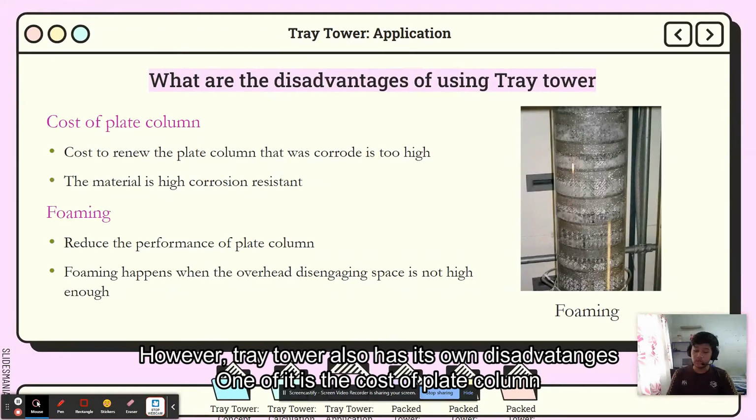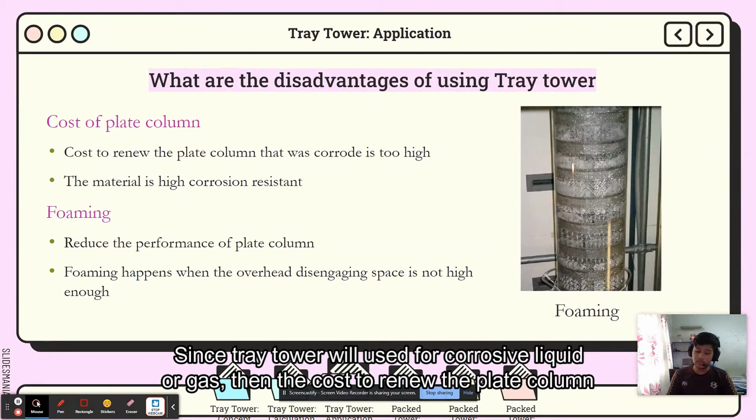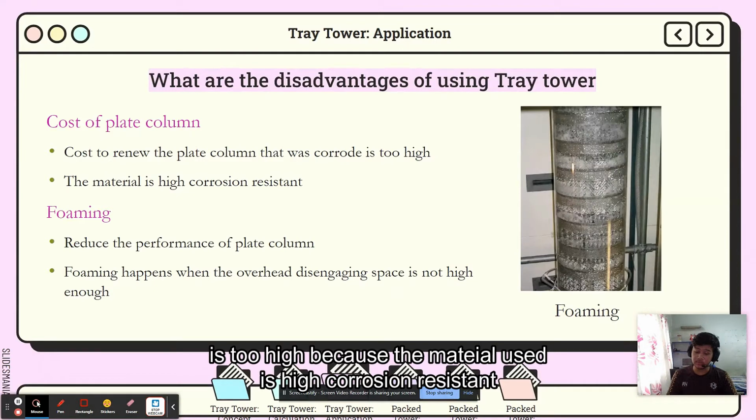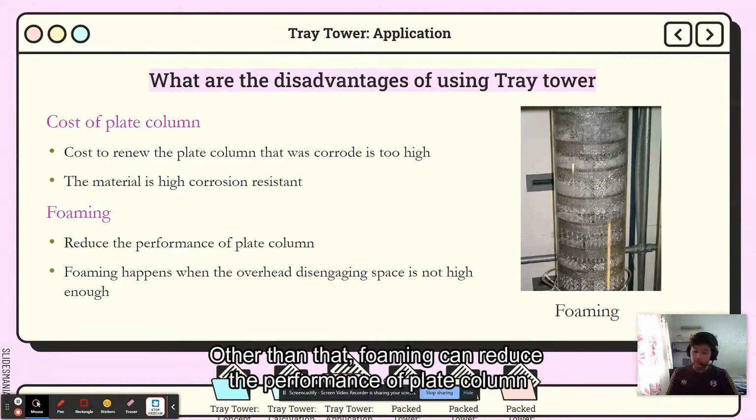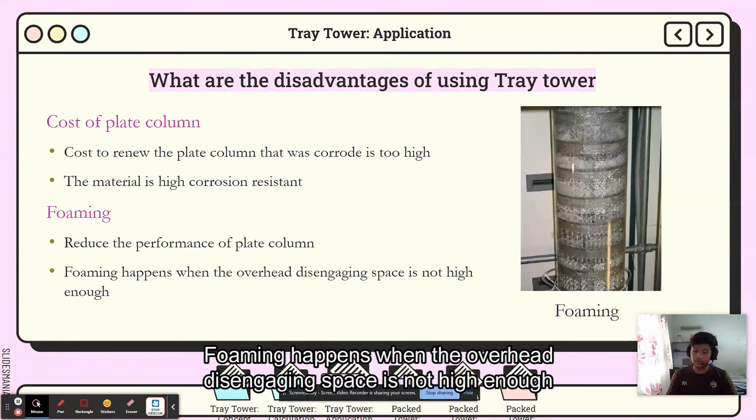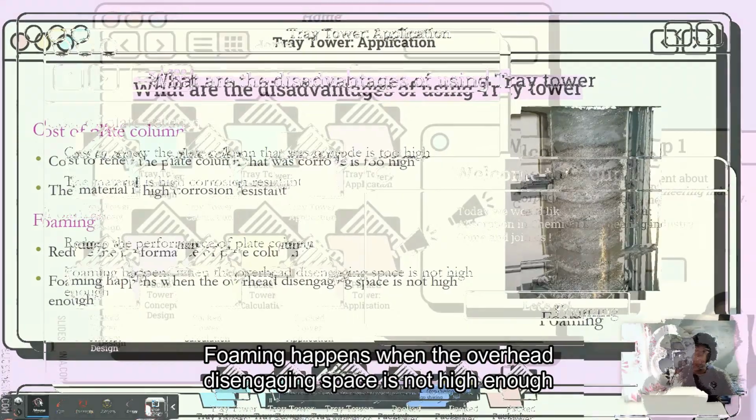However, tray tower also has its own disadvantages. One of them is the cost of the plate column. Since tray towers are used for corrosive liquid or gas, the cost to renew the plate column is too high because the material used is highly corrosion resistant. Other than that, foaming can reduce the performance of the plate column. Foaming happens when the overhead disengaging space is not high enough.